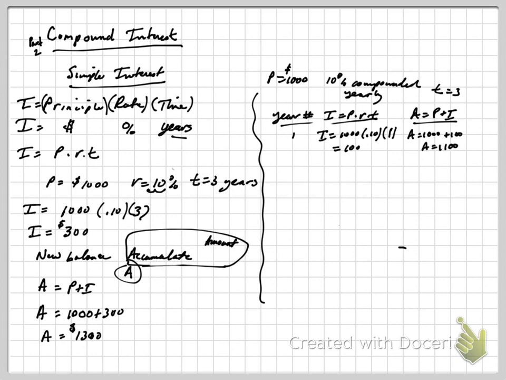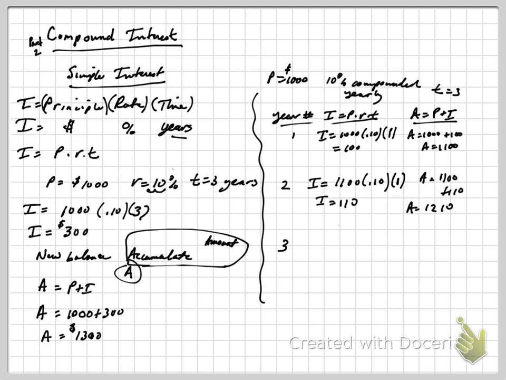So I'm going to get more room by just making my table go further down. So in year number 2 now, what you do for your principal is you use the new balance. And you're going to earn 10%. And how long does year number 2 last? It lasts for 1 year. So the interest you get is $110, and the new balance when you take $1,100 plus $110 is going to be $1,210.